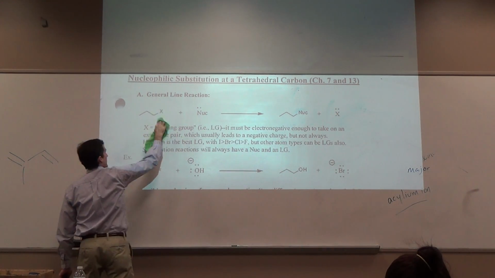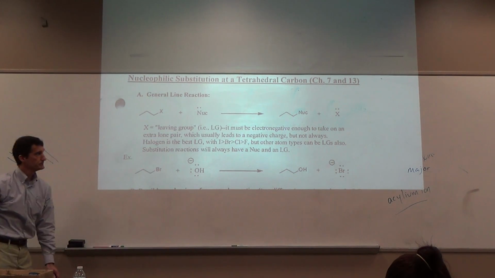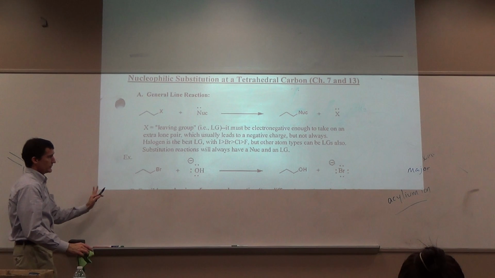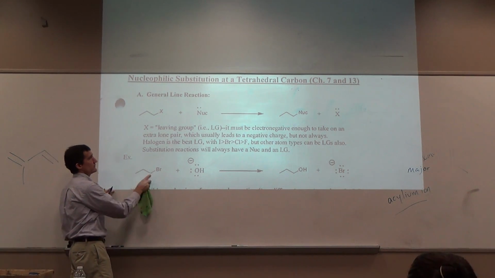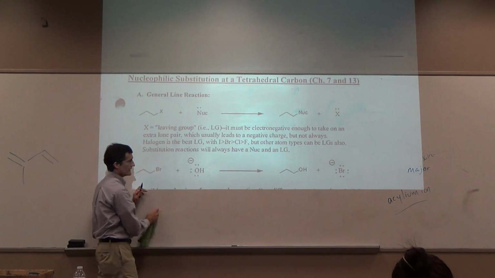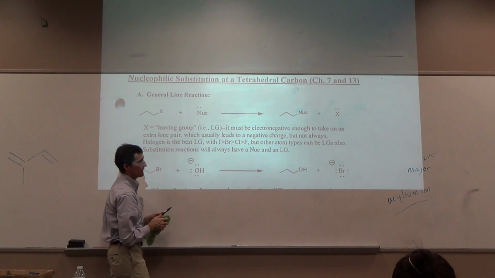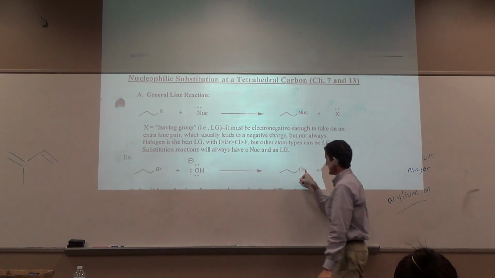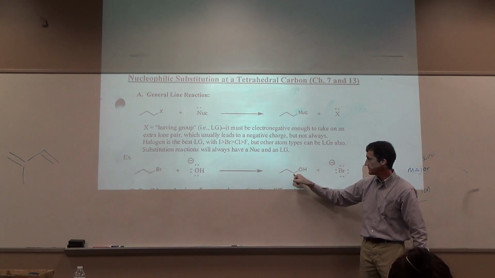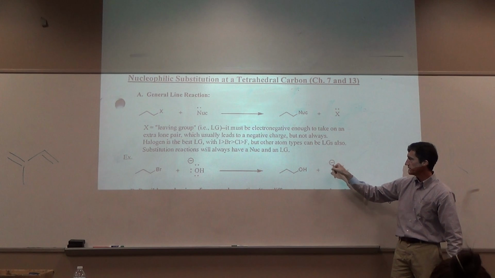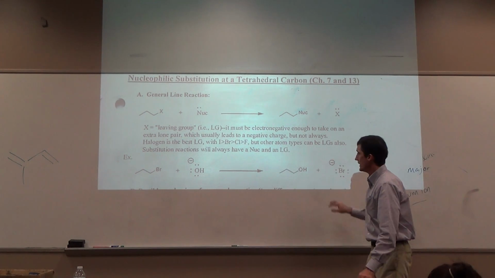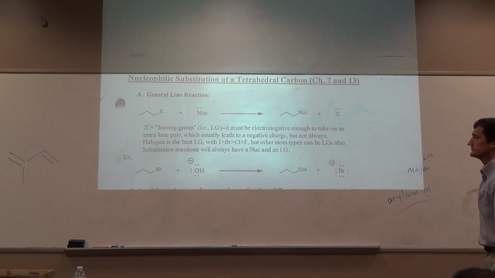The X group is going to end up with an extra lone pair. Very generically, I'm showing no charge there. Let's do an exact example. I'll make my leaving group a bromine. For the nucleophile, have a hydroxide, minus charge. Replace the bromine with hydroxide. Now we have this alcohol. Hydroxide bonds to the carbon, and instead of the bromine is Br minus. Charge balance. This is a substitution reaction.